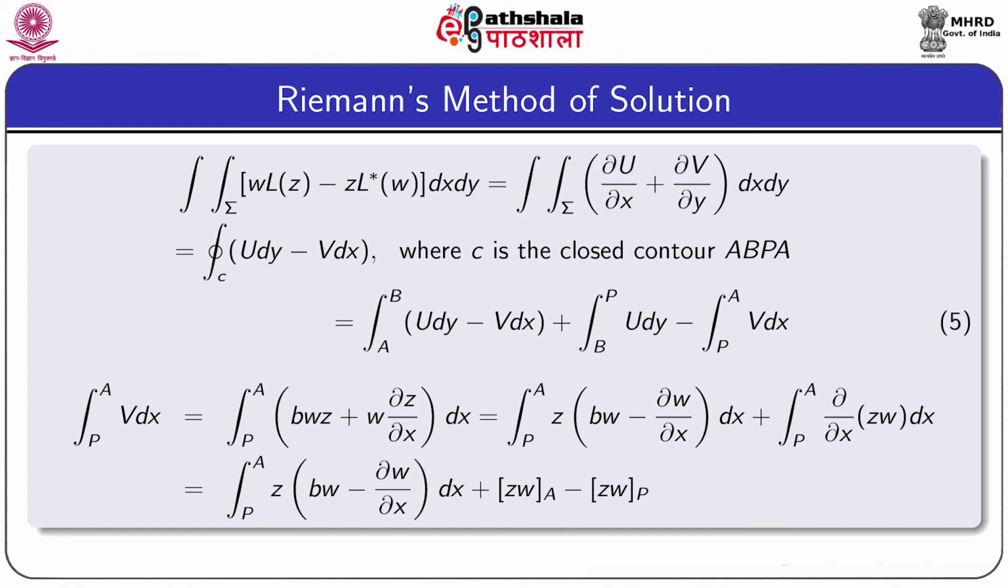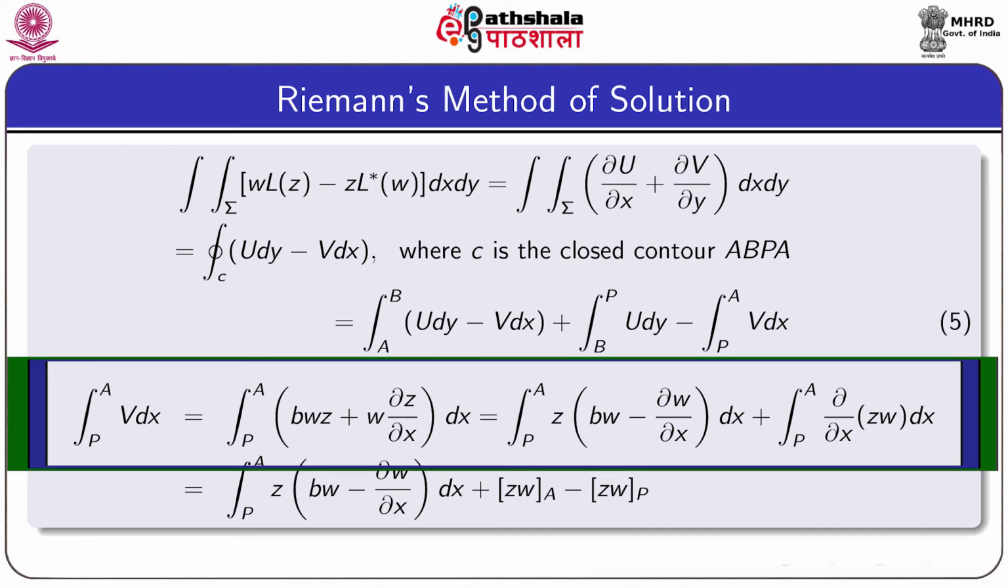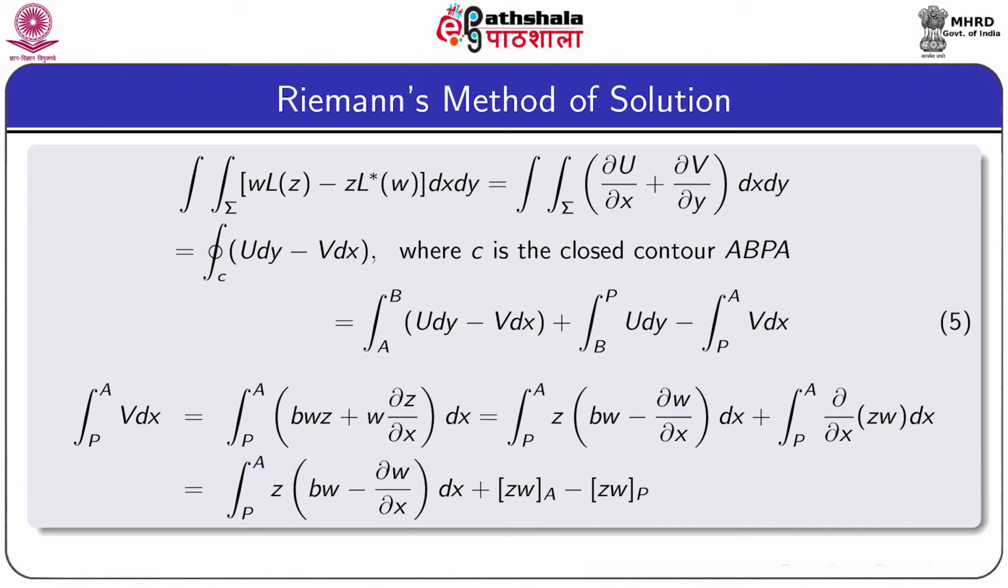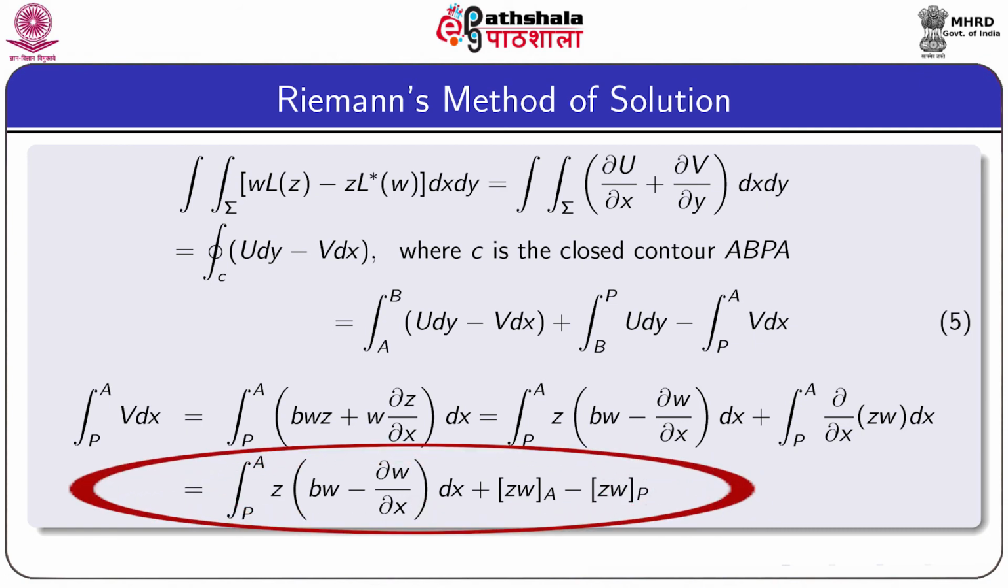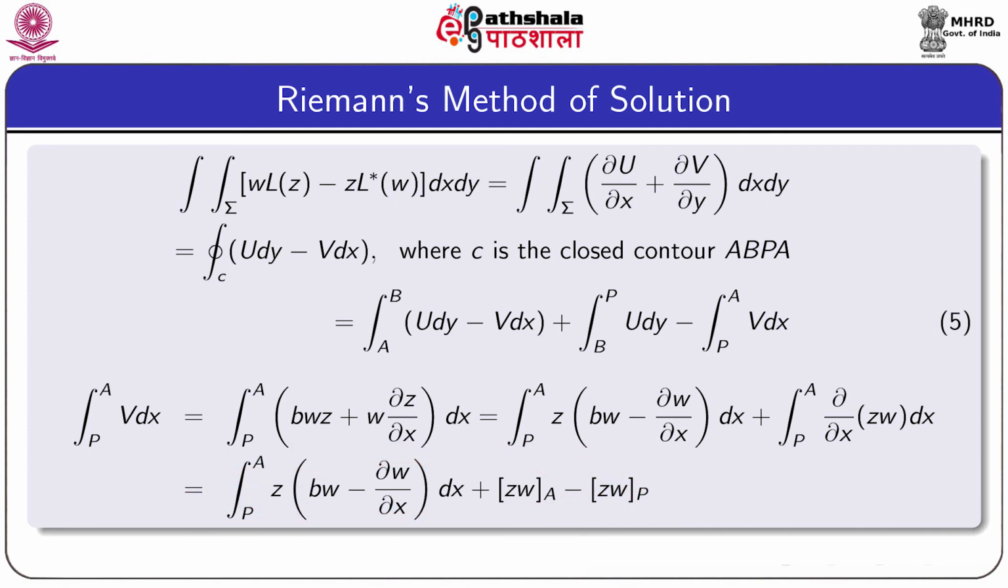Now, the integration of v dx from P to A can be written by substituting the value of v: ∫ (B W z + W ∂z/∂x) dx. With some manipulation we can write it this way also: ∫ from P to A of z (B W − ∂W/∂x) dx plus ∫ from P to A of ∂/∂x (z W) dx. So, this equals, as written in the last line of this slide, ∫ from P to A of z (B W − ∂W/∂x) dx plus zW at the point A minus zW at the point P.